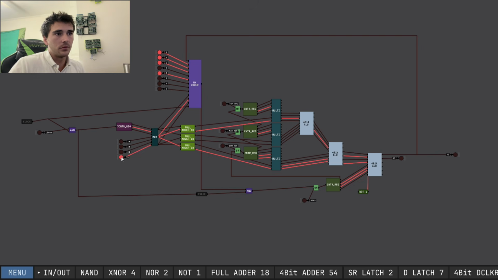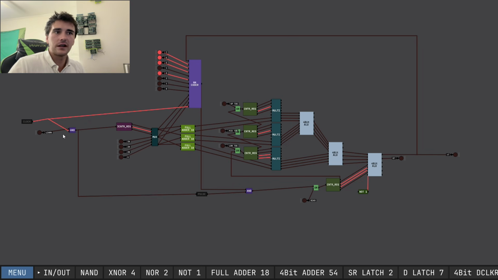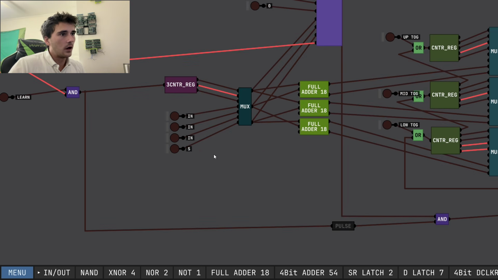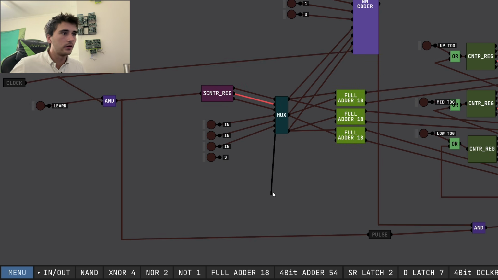So this goes from learning mode back to normal mode, which I guess I can hook up directly. Look at this. Now it's gonna be a little cooler.